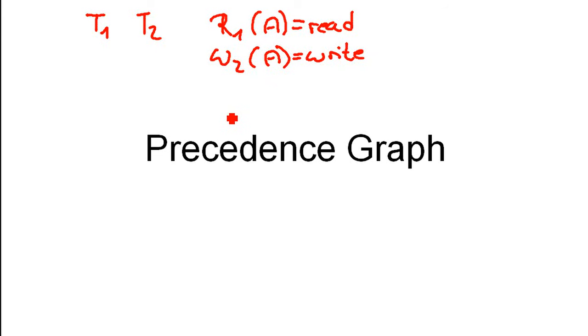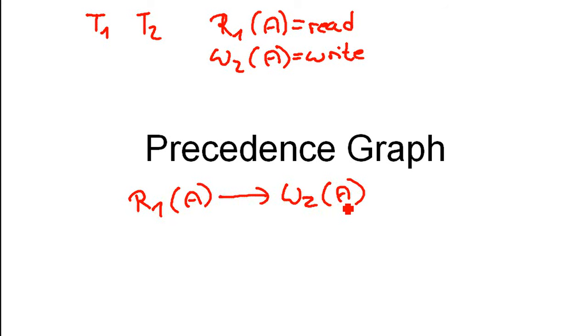Next, let's talk about the rules. When do we have to draw the arrows? We have to draw an arrow when there's a read operation on field A and it is followed by a write operation in another transaction on the same field. Or when we have a write operation in transaction 1 on field A and it is followed by a read operation in transaction 2, on the same field.